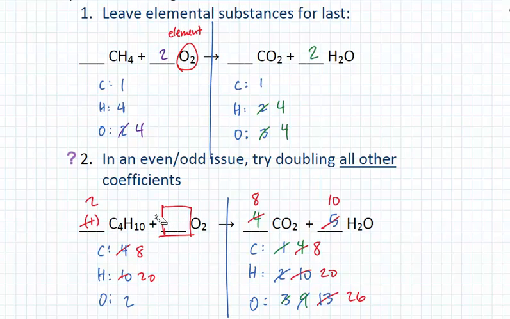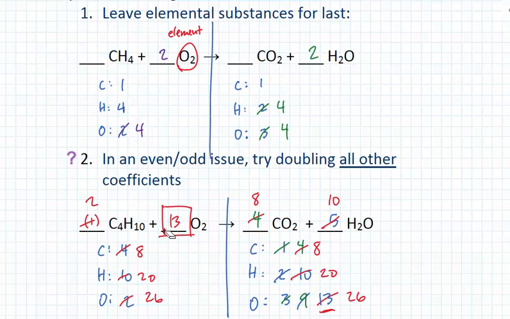Now we have a whole number that we can put in here that will give us 26. It's going to be what this one was. It's going to be 13, because 13 times 2 is 26. So that's just one way of doing it. Another way of doing it would have been putting a fraction in here before we doubled all those. We could have put 13 halves, or what's 13 halves? That's 6.5.